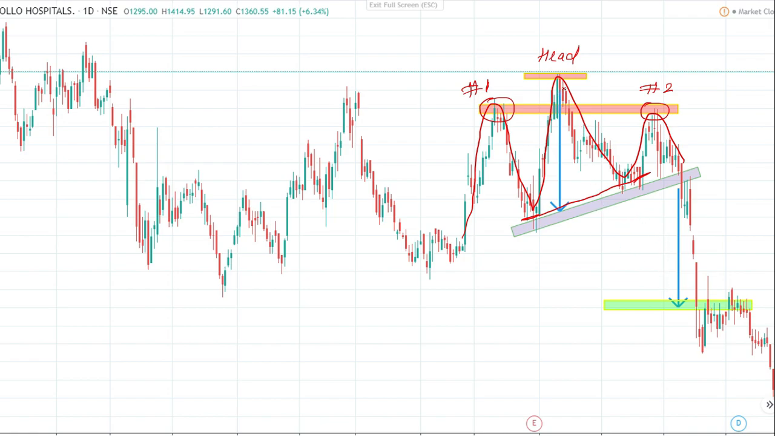We mark the difference between the head and this line, the neckline. This is your neckline, and the same distance we plot after the breakout of the neckline. So we basically sell somewhere here, and the difference between neckline and head is projected downwards, and you can see the stock has exactly hit our target. Similarly, on the charts you can find horizontal head and shoulders as well as declined head and shoulders also.